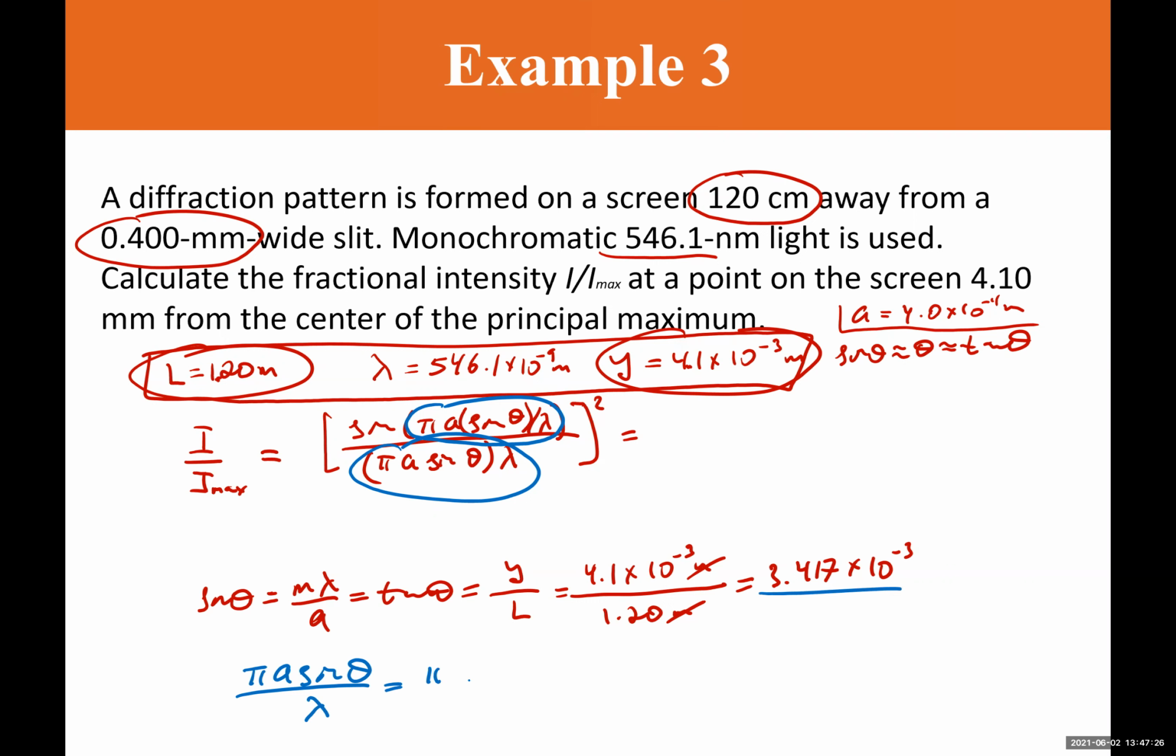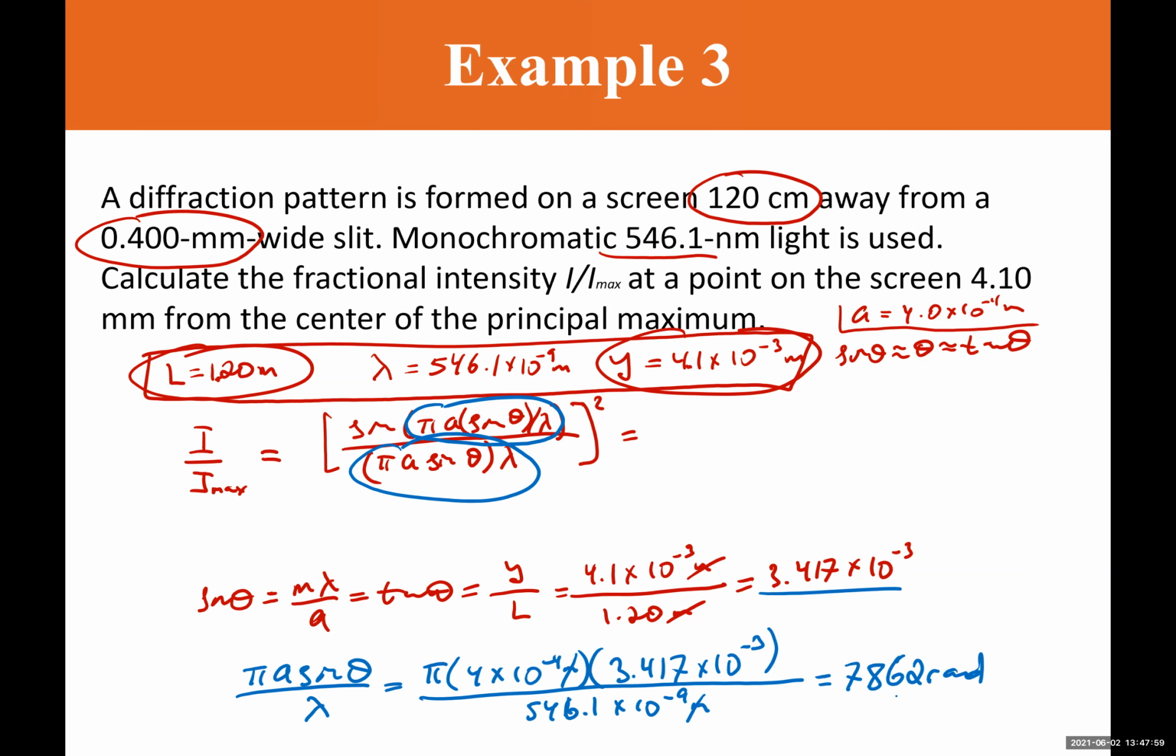So pi times a, where a is 4 times 10 to the negative 4 meters, times sine of theta, which is 3.417 times 10 to the negative 3, divided by the wavelength, which is given as 546.1 times 10 to the negative 9 meters. You can see the meters cancel out, and I have just radians, which is exactly what I want. This gives me 7.862 radians.